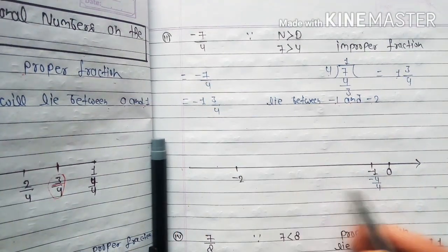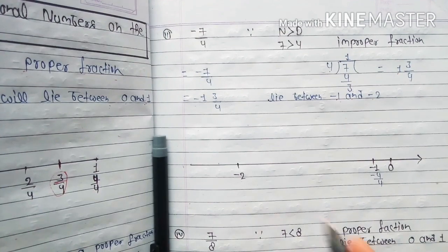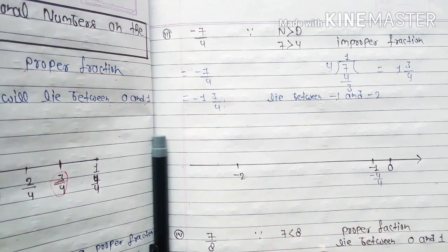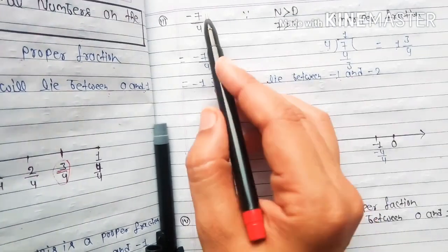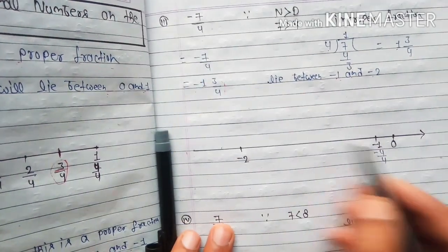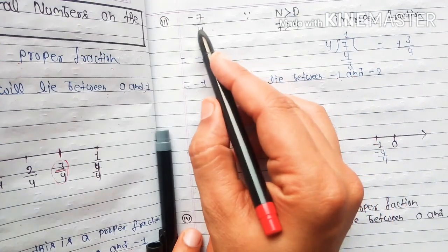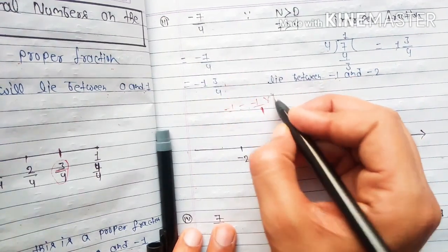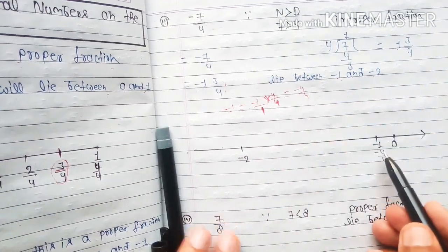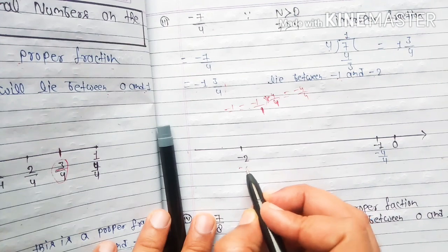Now student, we can write on the number line 0, on the left side minus 1, minus 2. Students, we have to take minus 3 by 4 beyond minus 1. But here we have to represent minus 7 by 4 on the number line. Student, you can write minus 1 is equal to minus 1 upon 1, and we have to take its denominator, which means multiply numerator as well as denominator by 4. It will give minus 4 by 4. You can write minus 1 in the form of minus 4 upon 4, and you can write minus 2 in the form of minus 8 upon 4.